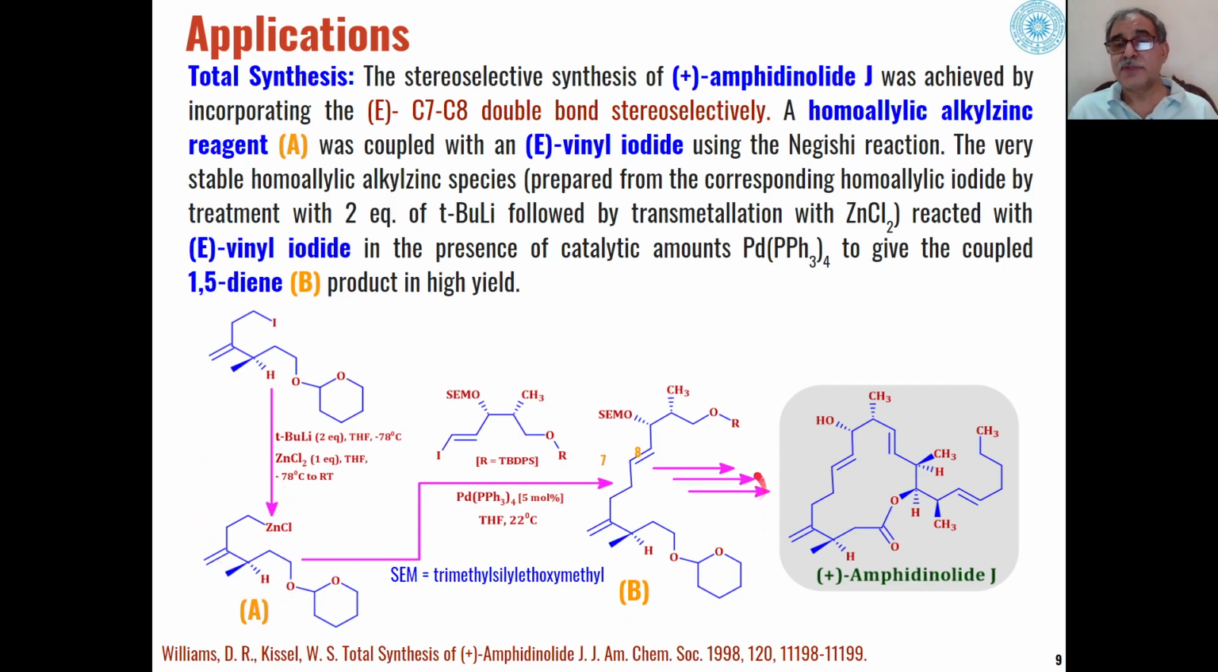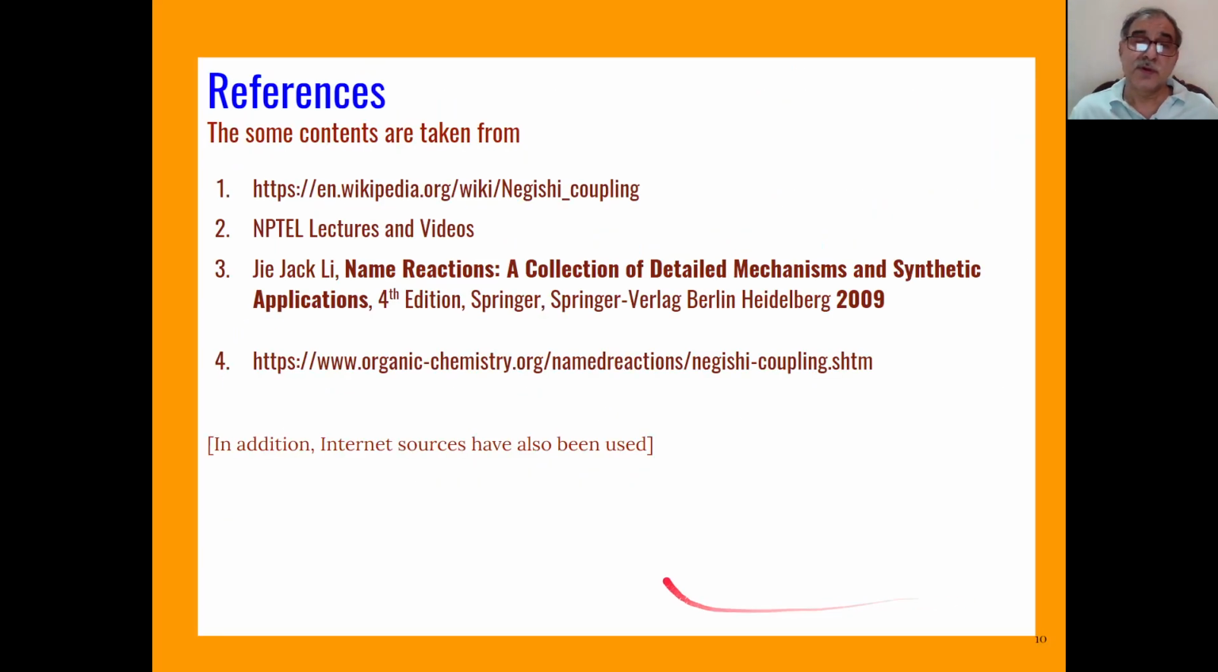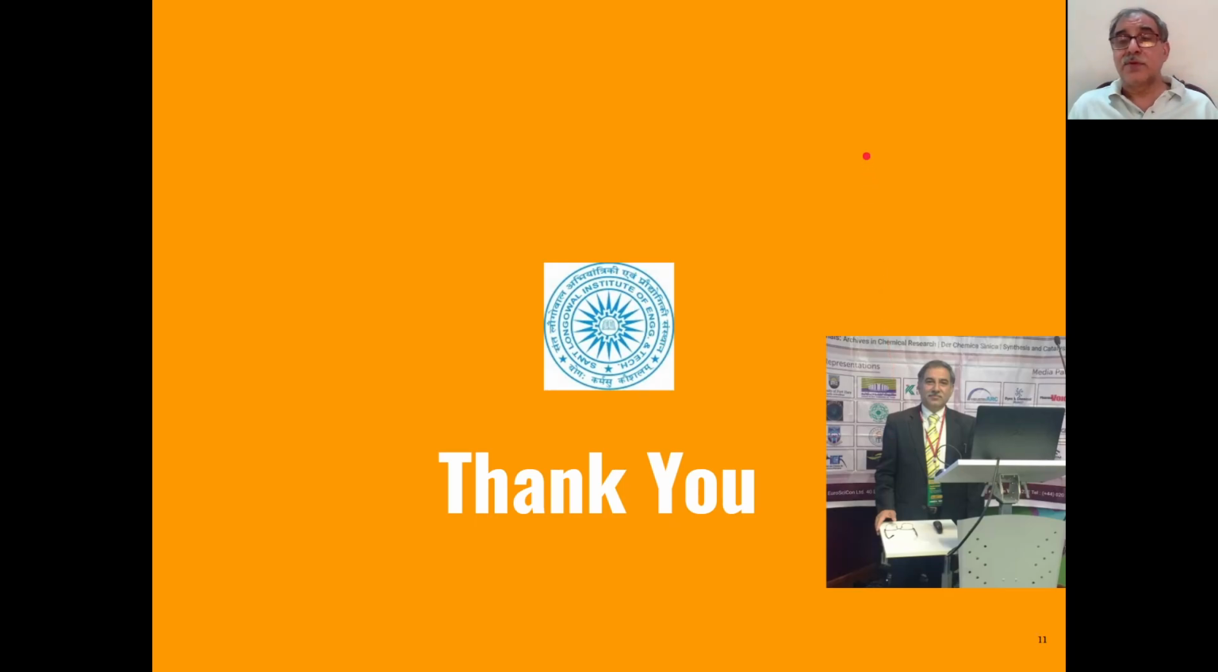And through different steps this can be converted into this type of amphidinolide natural product, which shows C7-C8 double bond stereoselectivity. This is the C7-C8 bond. So this has been displaced a bit. And these types of compounds are biologically very active and used as drugs in some diseases. These are the references which have been used for preparing this lecture. Thank you very much.